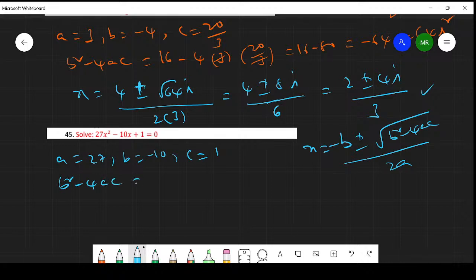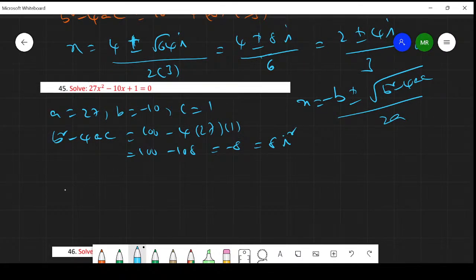Discriminant b square minus 4ac. If we take b square minus 4ac, 100 minus 4 into 27 into 1, 100 minus 108. It will be minus 8. 8i square I can write. 8i square.